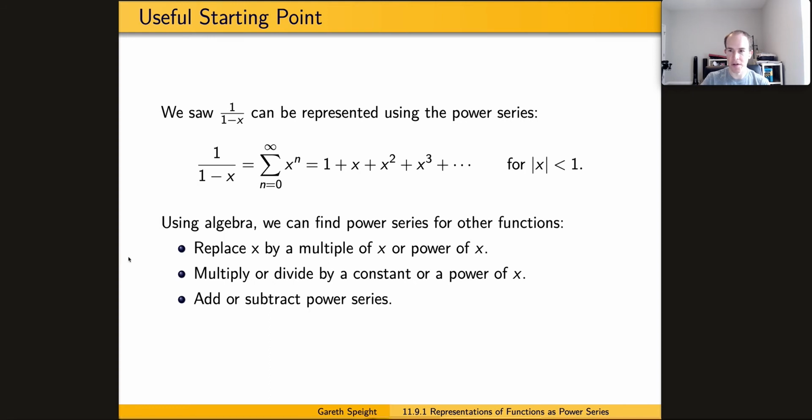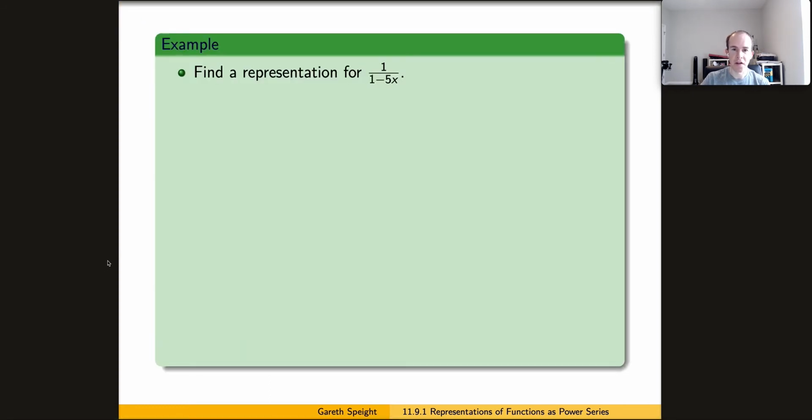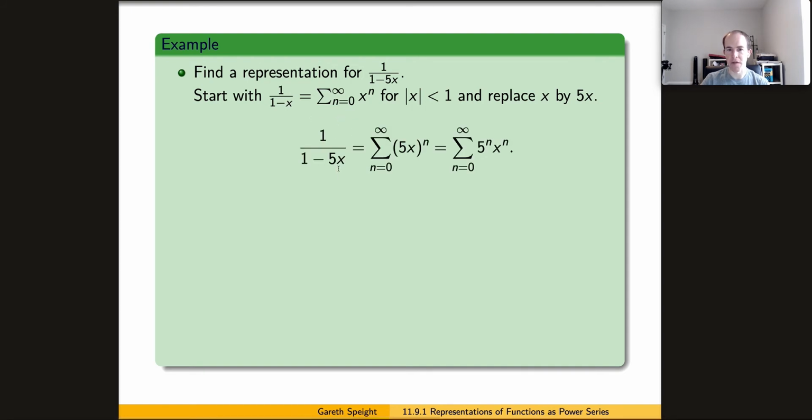So let's see an example of what I had in mind. Let's try to find a representation for 1 over 1 minus 5x. In this section, pretty much things are going to start from representations of 1 over 1 minus x. So we start with 1 over 1 minus x is the sum of x to the n for absolute value x less than 1. And then everywhere the x gets replaced by 5x. So we take this formula, all the x's become replaced by 5x. It gives us 1 over 1 minus 5x is the sum of, and then not x to the n anymore, but now (5x) to the power of n.